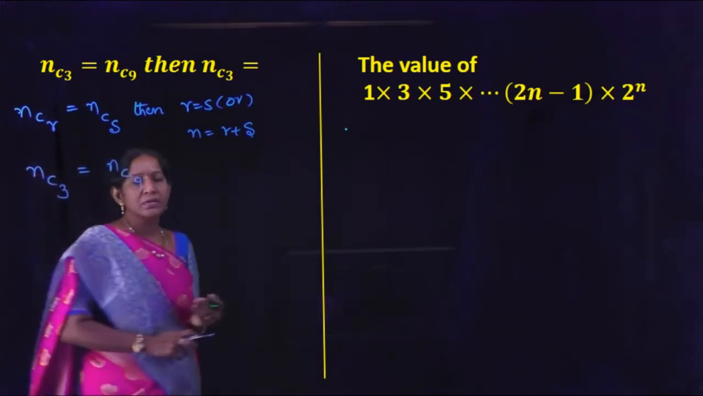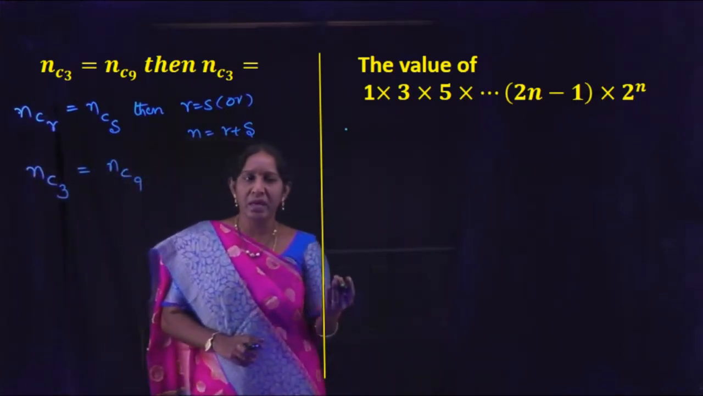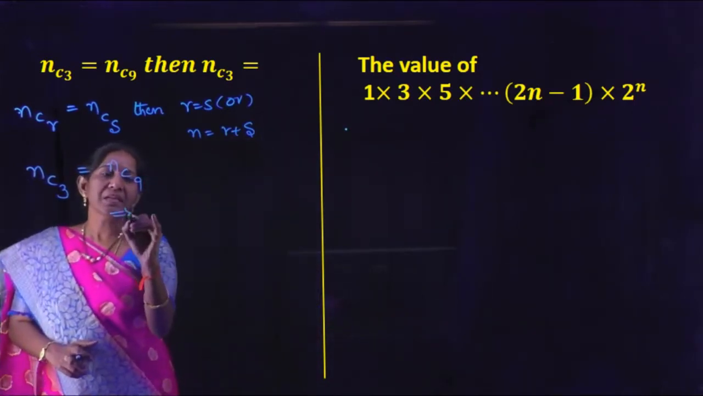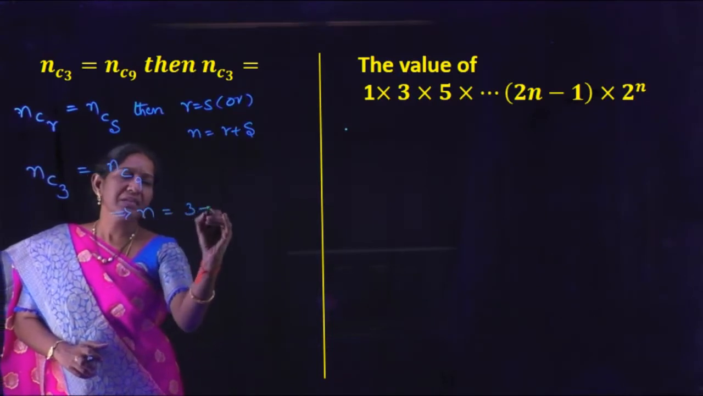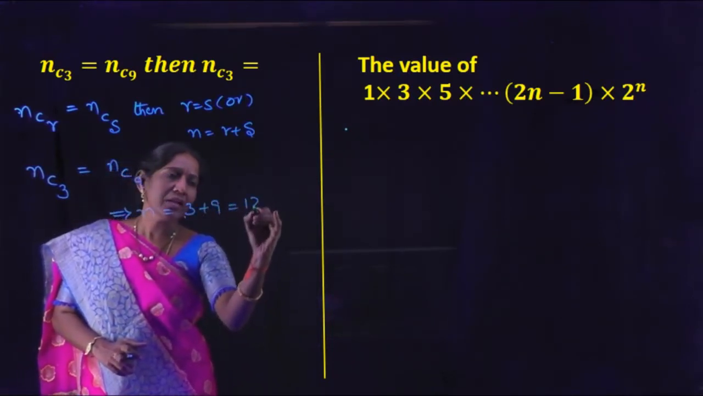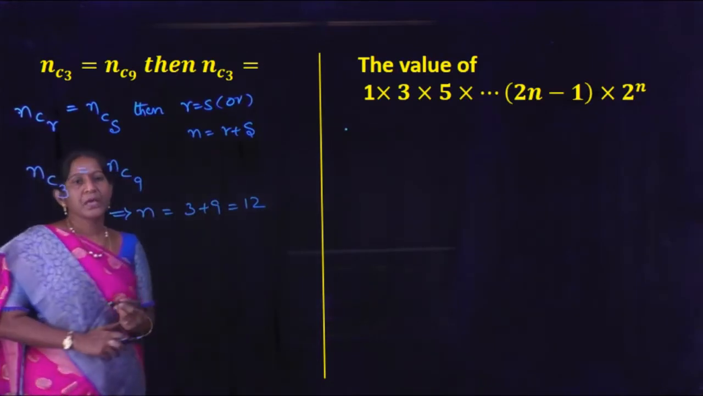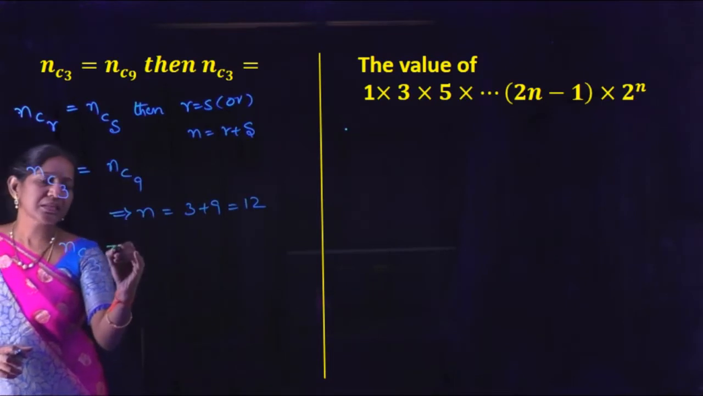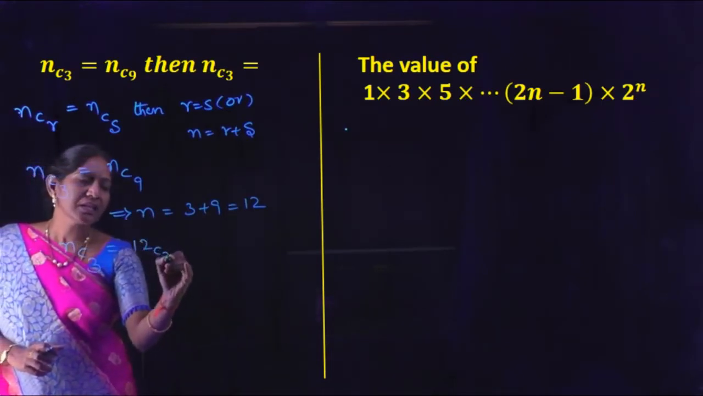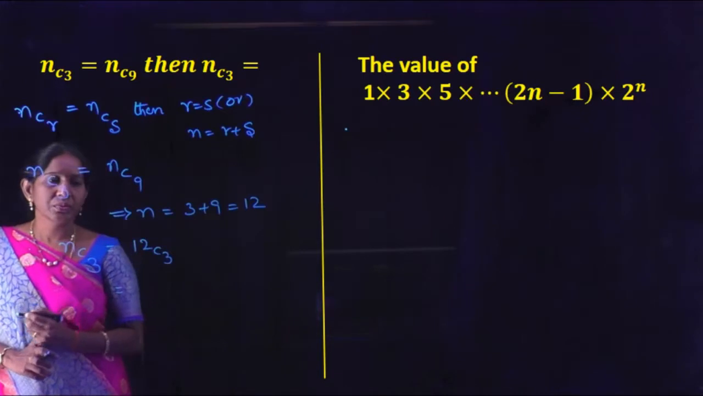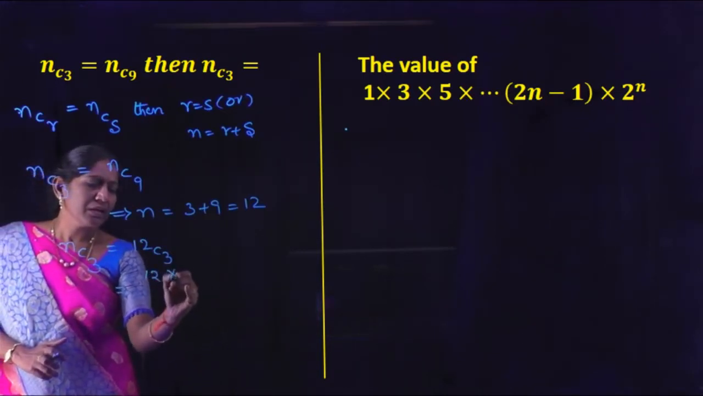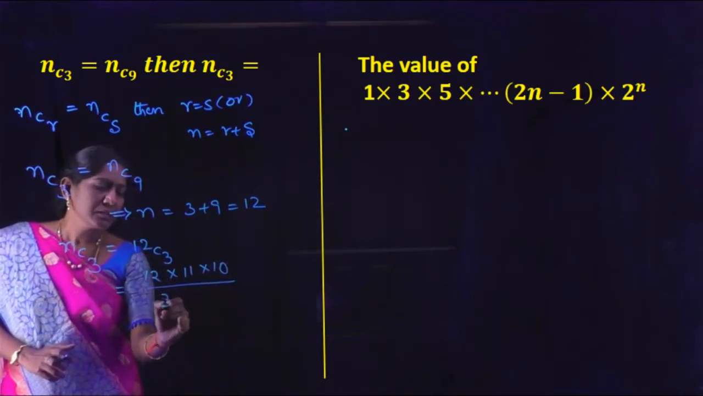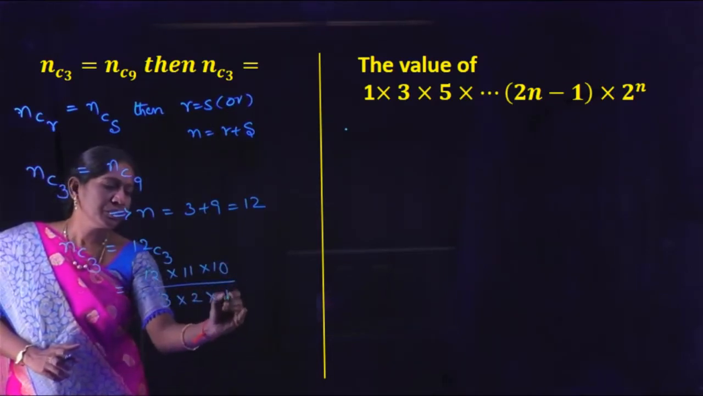Then r equal to s means 3 is equal to 9, which is not possible. Then n equal to r plus s, that is 3 plus 9, so the n value becomes 12. Therefore, we have to find the value of nC3, that is 12C3. The 12C3 value can be found as 12 into 11 into 10 by 3 into 2 into 1.